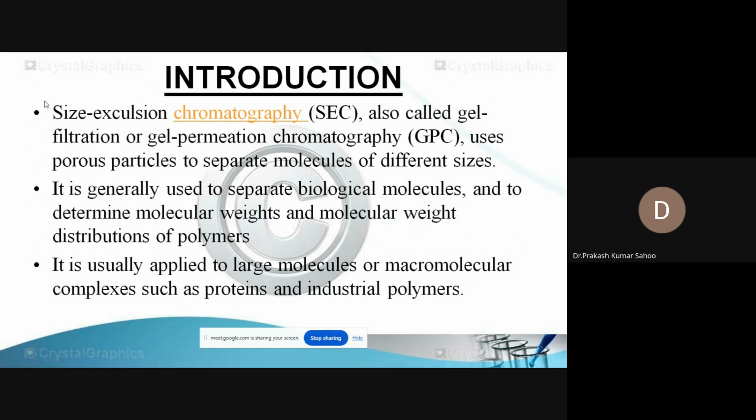It is generally used to separate biological molecules and to determine the molecular weight of polymers. It is usually applied to large molecules or macromolecular complexes such as proteins and industrial polymers. So these are the applications of size exclusion chromatography.